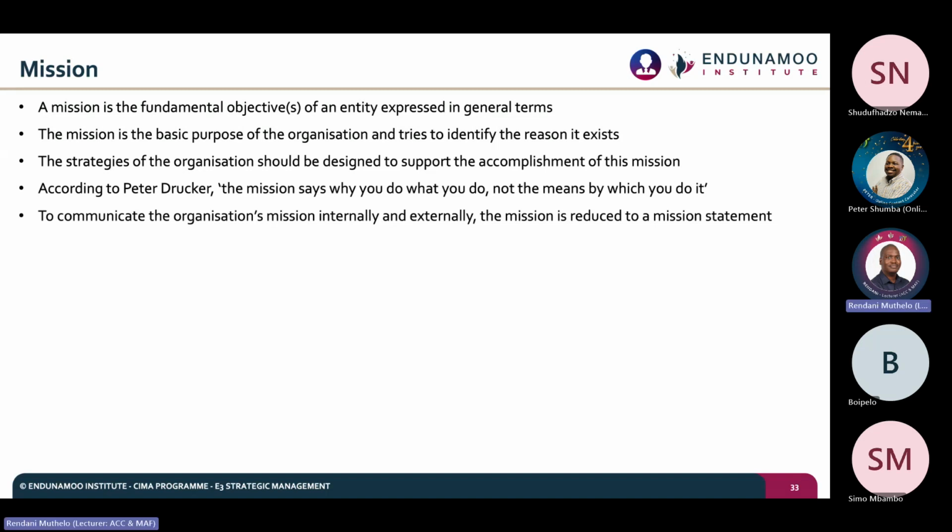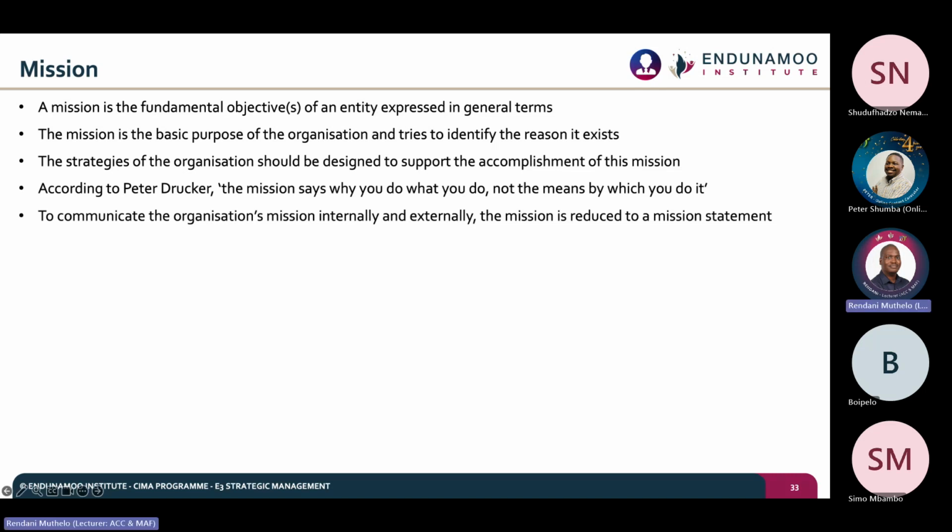The other way to look at the mission is that the mission says why you do what you do, not the means by which you do it. Why do we do the things we do? We want to enhance the quality of life. We want to refresh the world. We want to create relevant and aspirational video entertainment. So that is the organization's mission statement, just the communication of why they exist in simple wording.